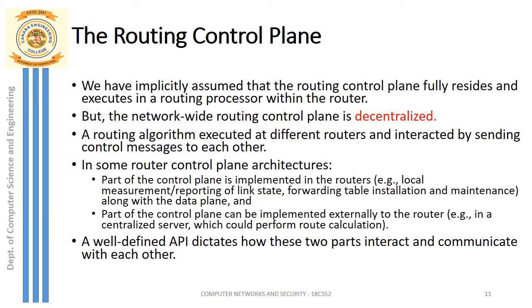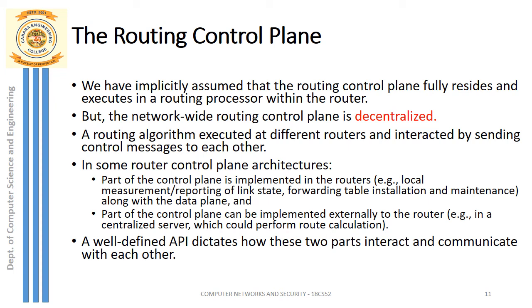Now we will discuss something about the routing control plane. Till now, whatever we have discussed regarding input port, output port and switching fabric, these three things come under the forwarding plane. All these things will be controlled by the routing control plane. During the discussion of the router, we have implicitly assumed that the routing control plane fully decides and executes in a routing processor. But that is not the case in reality.